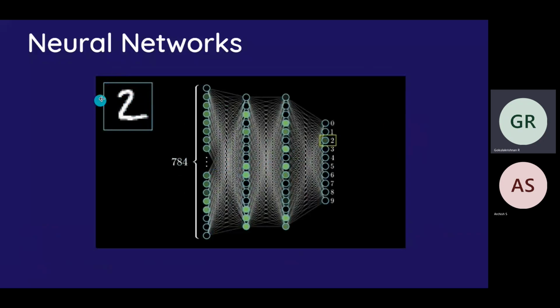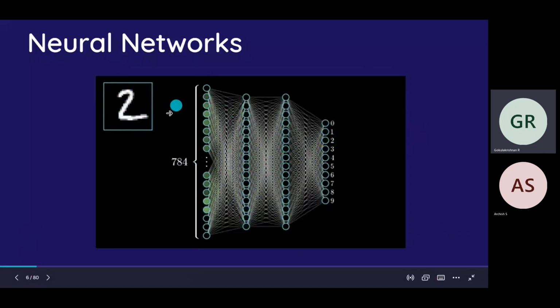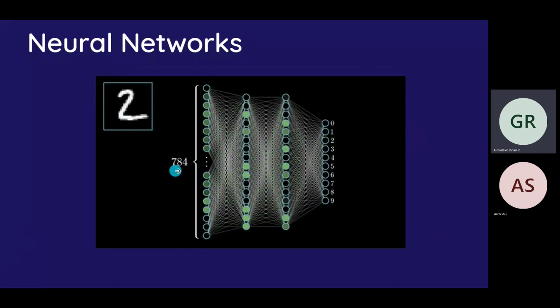So this is a 28 cross 28 pixel image, and each pixel will have a value, right? If the pixel is completely black, it will have 0. If it's completely white, it will have 1. And if it's somewhere in the middle, the value will be somewhere between 0 and 1, depending on the color of the pixel. So you'll take all those pixels and write them up in the same order. 28 times 28 is 784.